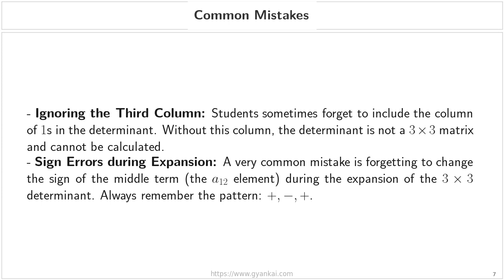Second, watch out for sign errors during expansion. This is perhaps the most frequent mistake I see. When you expand your determinant along the first row, as we did in our worked example, you must remember to alternate your signs. It follows a plus, minus, plus pattern. Specifically, the sign of the middle term, the element in the first row, second column, must be flipped. If it's a positive number in the matrix, you must subtract it during expansion.